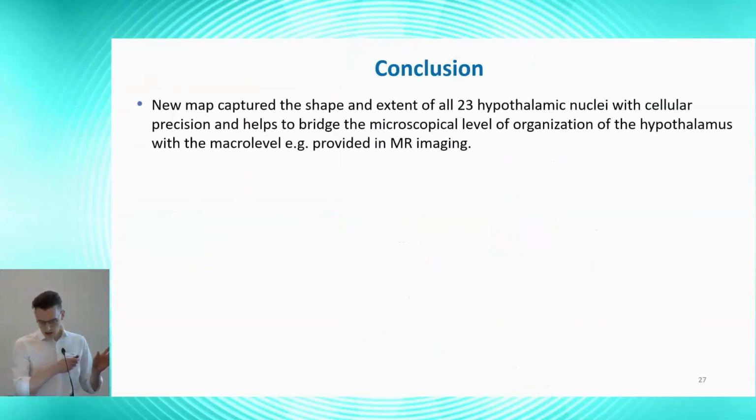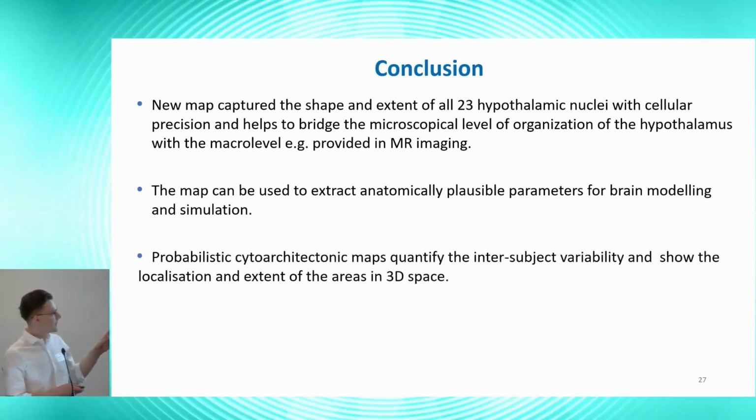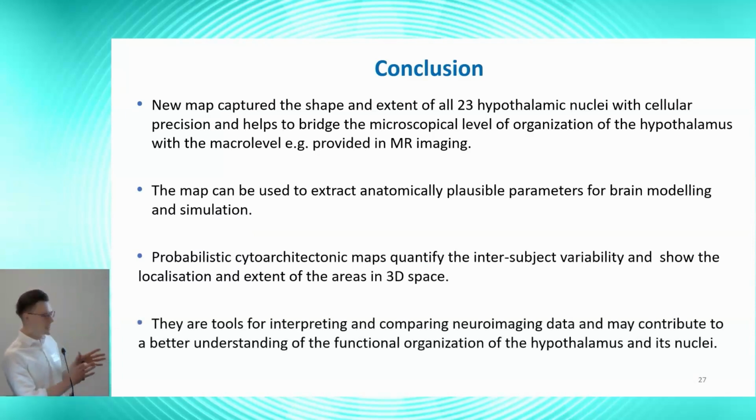So our map basically captured the shape and extent of all 23 hypothalamic nuclei, which bridges the microscopic level of organization of the hypothalamus with the macro level provided by MR imaging. The map can be used as anatomically plausible parameters for brain modeling and simulation, while the probabilistic cytoarchitectonic maps quantify the intersubject variability and show the localization and extent of the area in 3D space. And the maps could be used as a tool for interpreting and comparing neuroimaging data and may contribute to a better understanding of the functional organization of the hypothalamus and its nuclei.